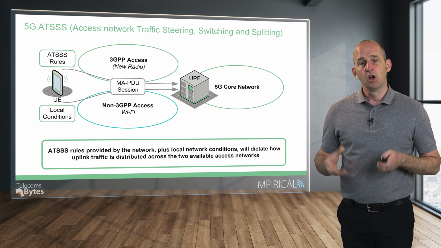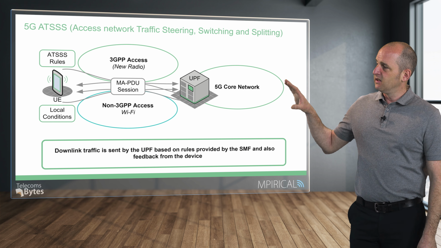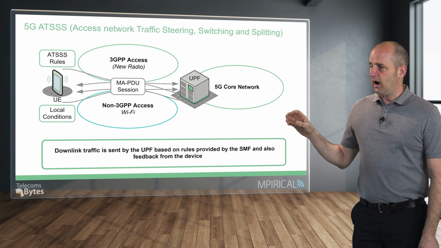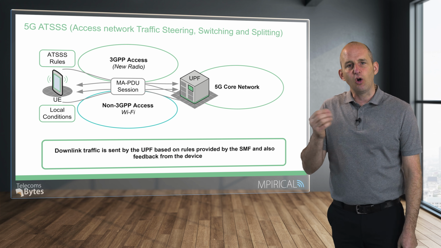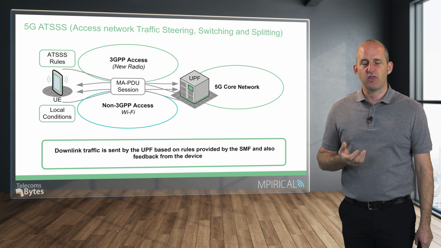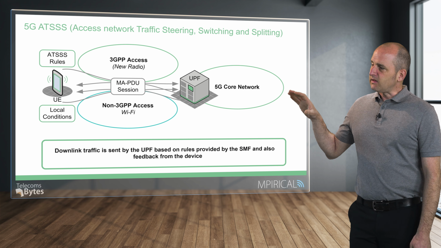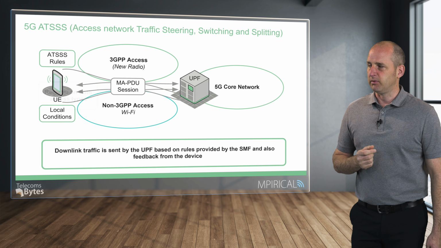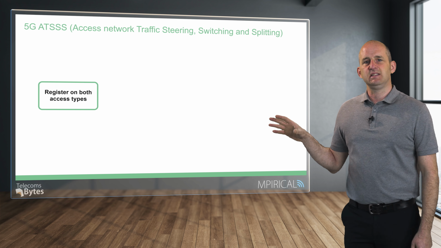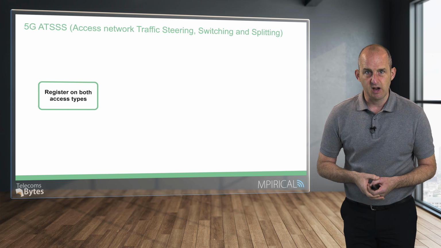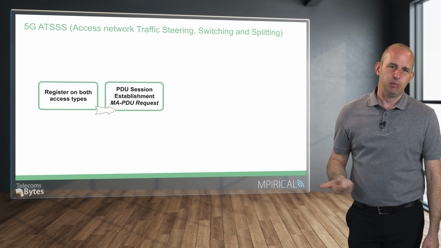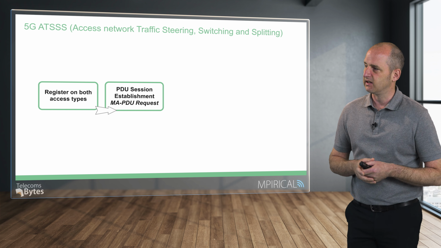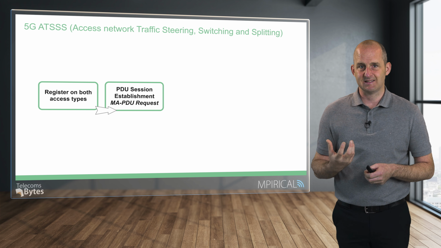Conversely, in the downlink, you can see that the rules for downlink delivery are provided to the UPF, as you might expect, from the session management function, but we can also use feedback from the device to assist with that. So in terms of implementing ATSSS in the network, the first thing that the device needs to do is it actually needs to conduct a registration across both of the available access networks, 5G new radio and Wi-Fi. Once we do that, we can actually set up a PDU session to whichever data network we need to connect to. So that's going to be a multi-access PDU session.